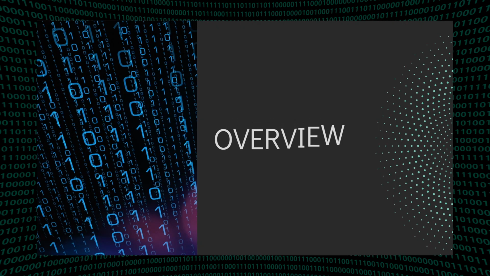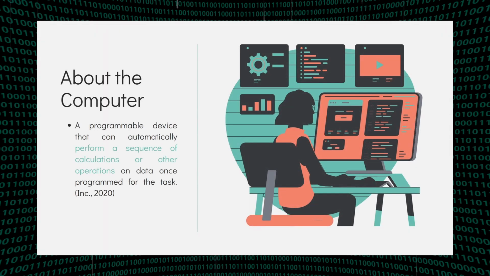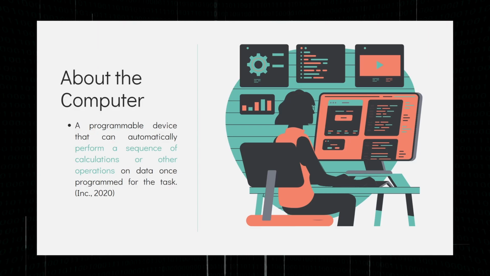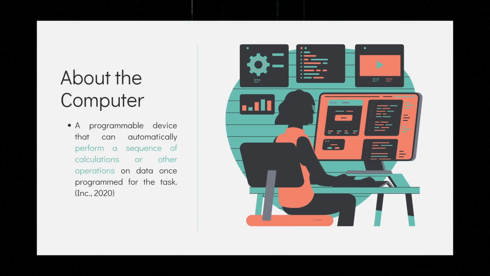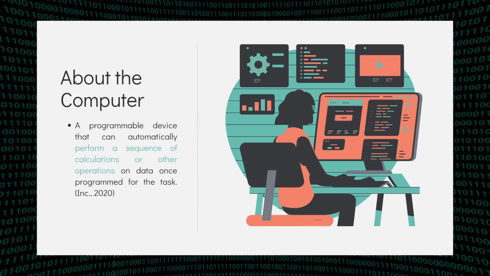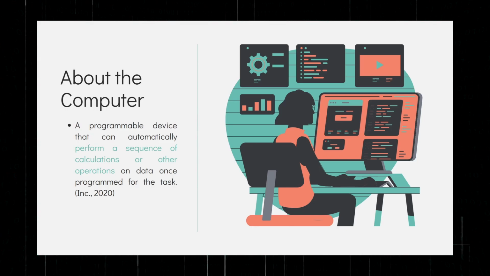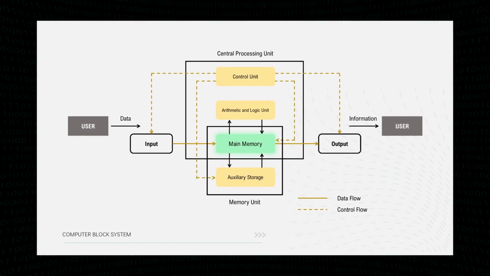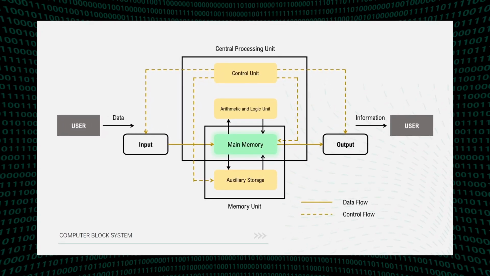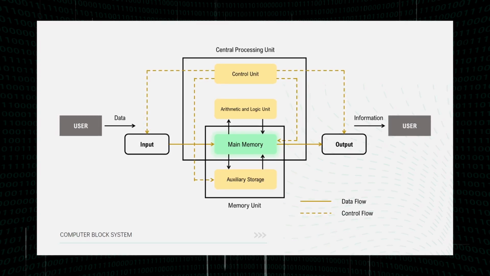To start, we must first know that a computer is a programmable device that can automatically perform a sequence of calculations or other operations on data once programmed. Therefore, a computer system is a basic, complete, and functional hardware and software setup with everything needed to implement computing performance. This is our device model. We call it the computer block system model. It is named as such because it processes progress in a blockwise manner.